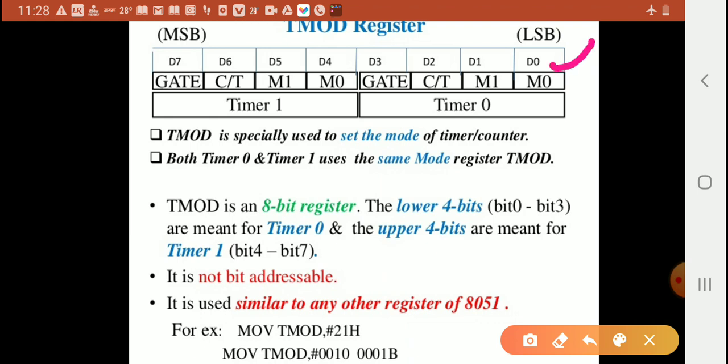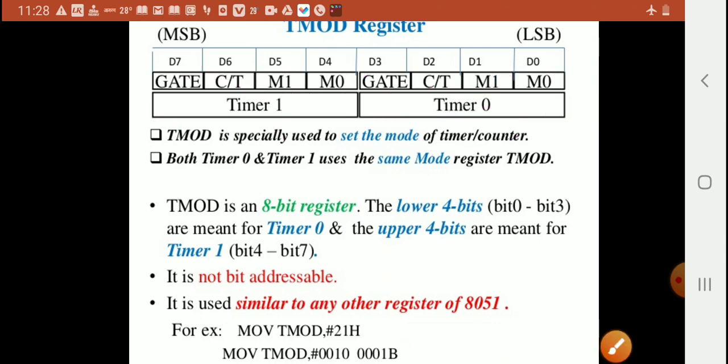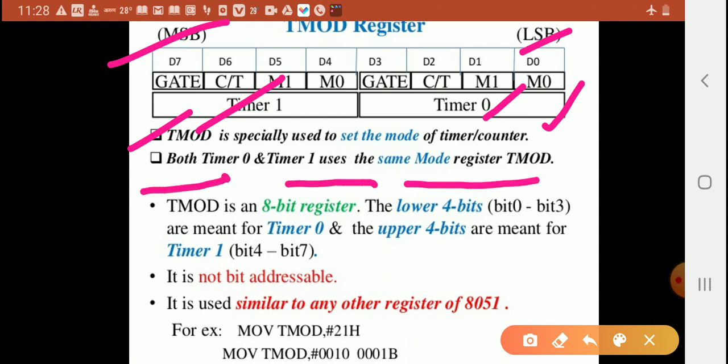The bits are: D0 M0, D1 M1, D2 C/T, and D3 is the GATE. M0, M1, C/T and GATE are for timer 0, and the upper four bits are the same for timer 1. So of the two timers, timer 0 is the LSB part and timer 1 is the MSB part. TMOD is especially used to set the mode of the timer and counter. Both timer 0 and timer 1 use the same mode register, TMOD. TMOD is an 8-bit register.